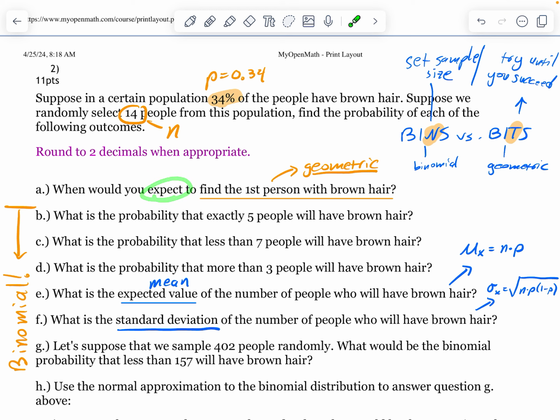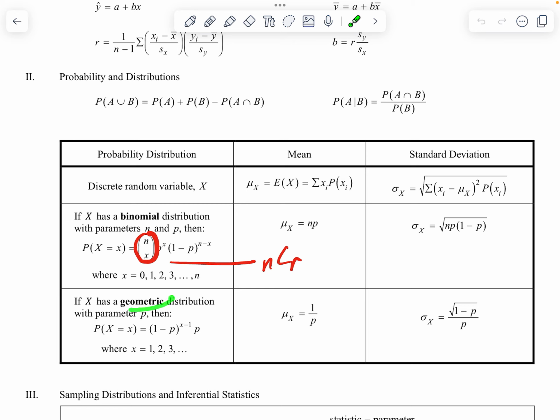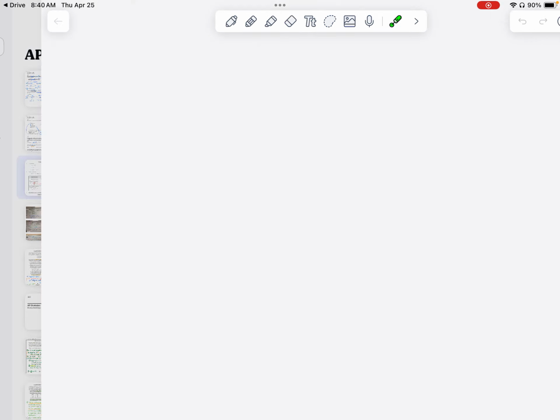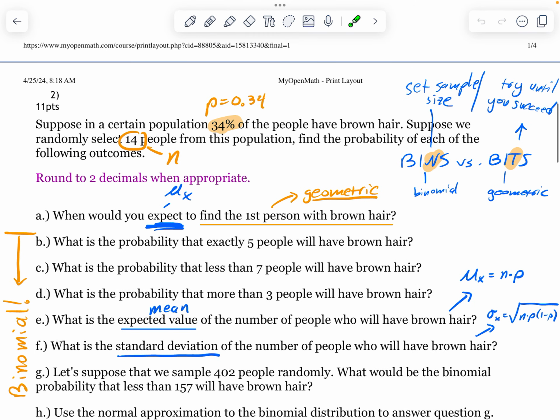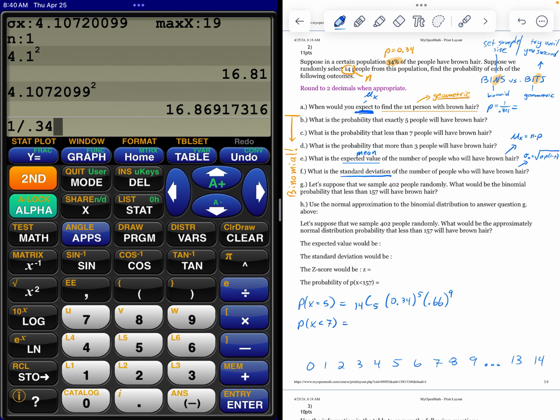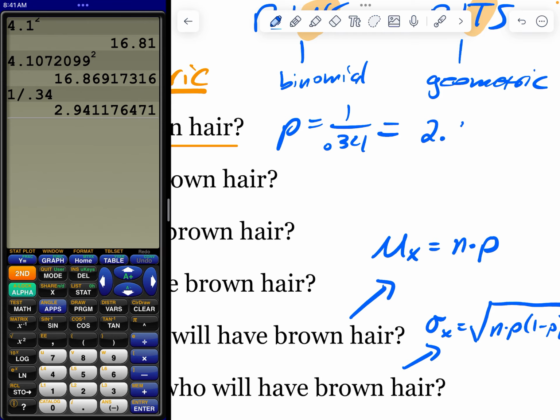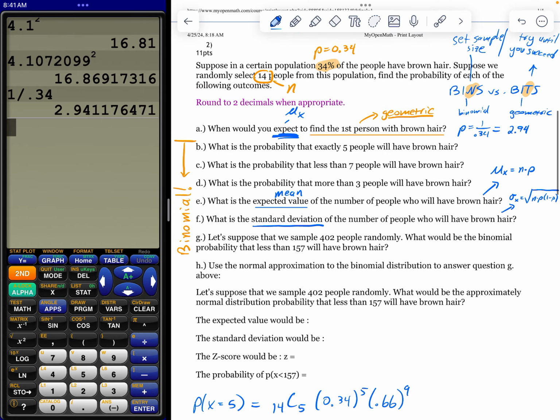And when you see the word expect over and over, folks, that is mu. That is the average. That is the mean. So back to the College Board sheet, you're like, I don't remember how to find that. Good news. There it is right here. You just take 1 divided by p. And p, for me, was 0.34, giving me 2.94, and it wants 2 decimal places. All right, so that's it.